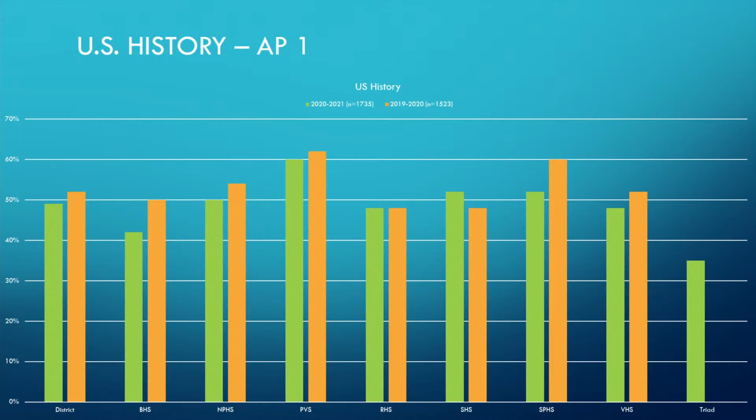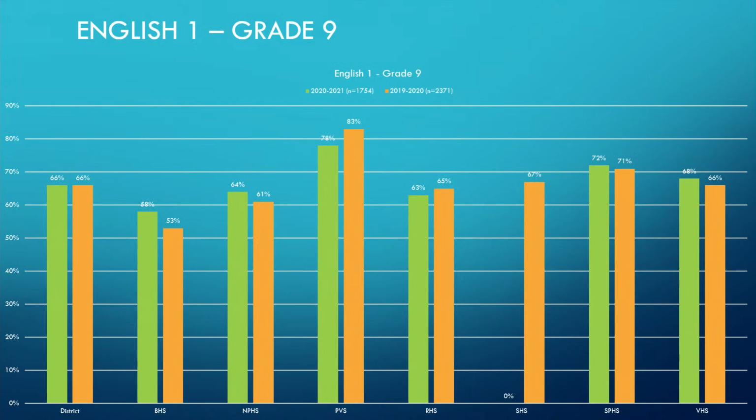So as we move forward, you'll see English 1 for grade 9. Again, we have 2 years of data here as well. So the green bar is representing our current data, the orange bar, last year's data. What you may notice is that Sarasota High is missing a green bar. The reason for that is Sarasota High has graciously volunteered to pilot a new state resource for us. That state resource is called the Adaptive Progress Monitoring Tool.